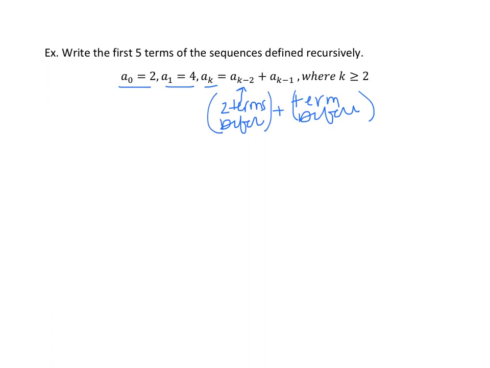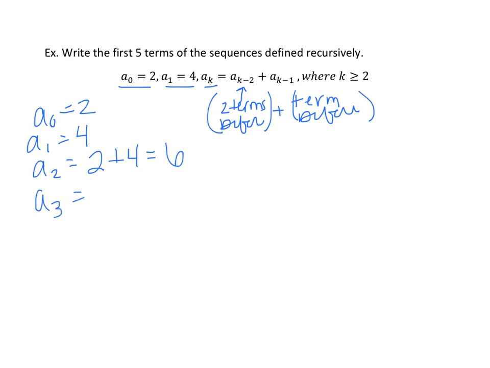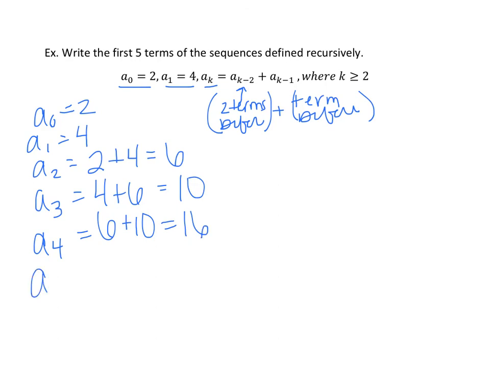All right. First 5 terms. Well, it's already got the first 2 for me. A sub 0 is 2. A sub 1 is 4. A sub 2, I've got to take the 2 plus the 4, 6. A sub 3 would be the 4 plus the 6. It's going to be 10. A sub 4 would be the 6 plus the 10, which is the 16. And the fifth term would be the 10 plus the 16, 26.